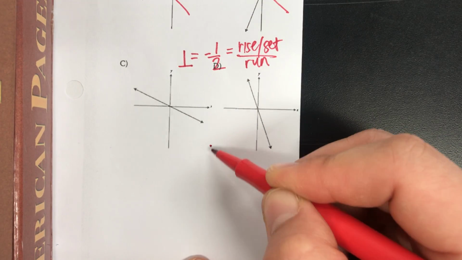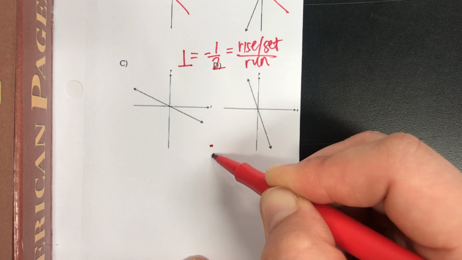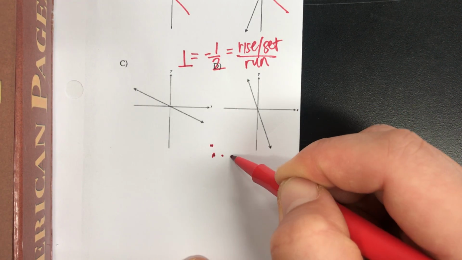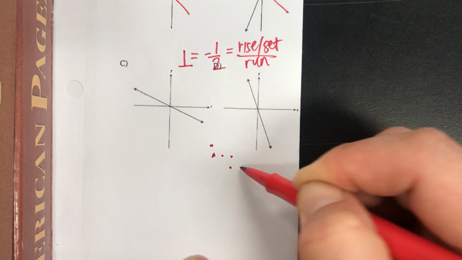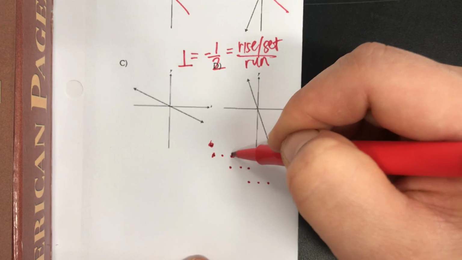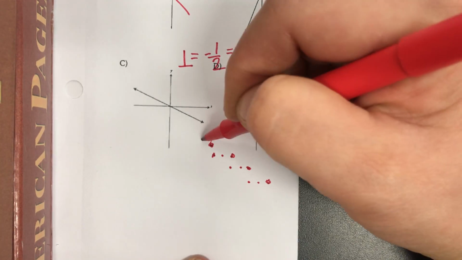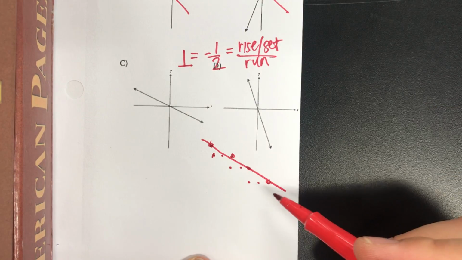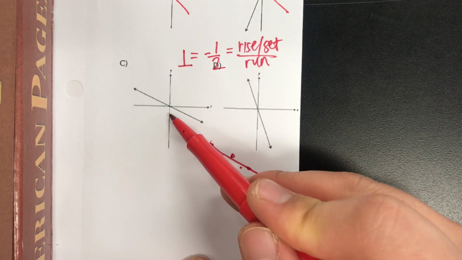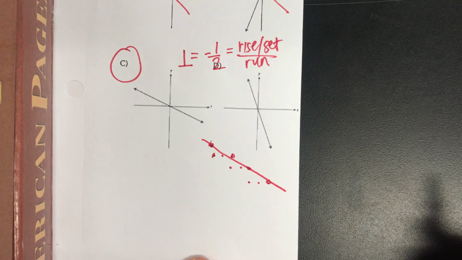So let's just say this is 0, 0, and you were to go down 1, negative 1, and then you go over 2. You go down 1, 2, 1, 2. Okay, do you see that it is a very gradual slope? Which one looks more like this? This one than this one. And that is how you know that C is the correct answer.